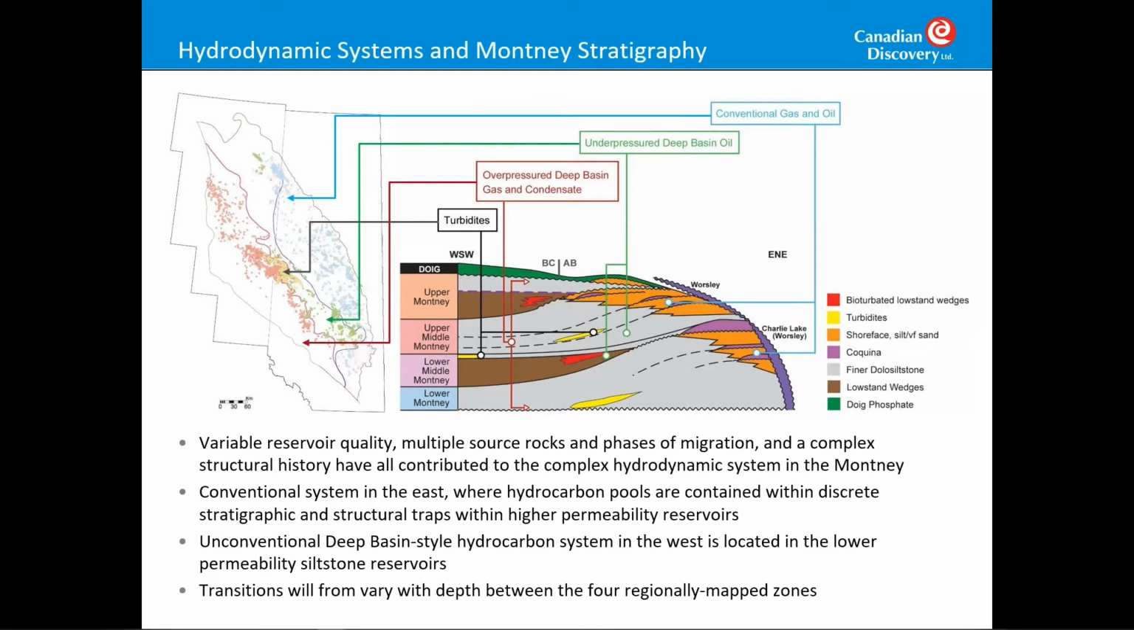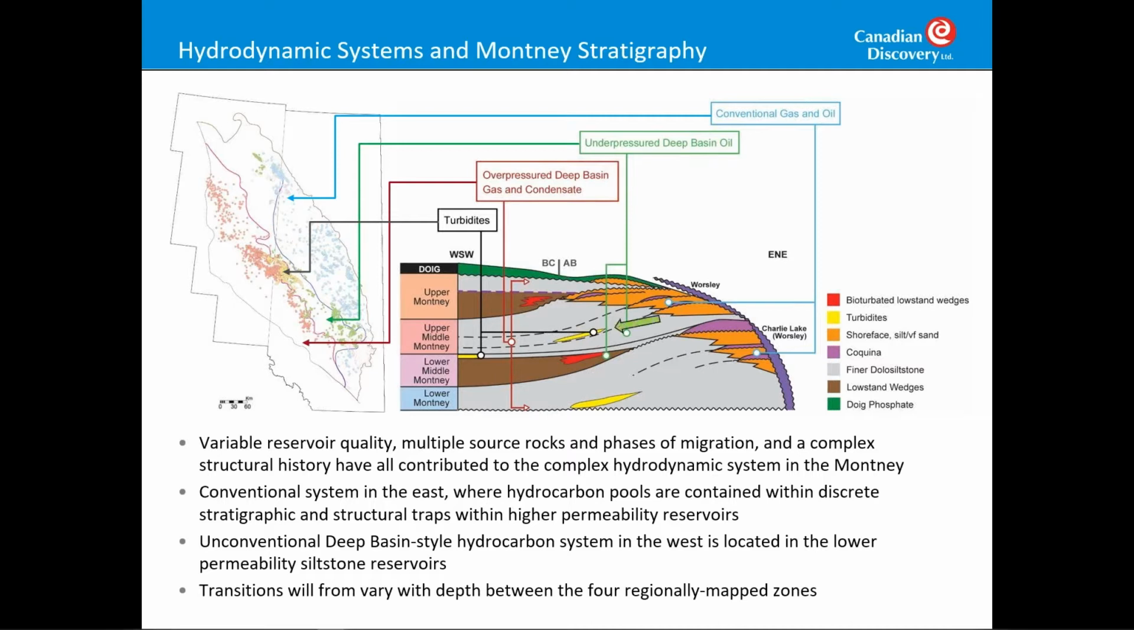Before we dive into the data itself, I just wanted to provide a bit of background on hydrodynamics within the Montney and how this dataset fits into the bigger picture. Variable reservoir quality, multiple source rocks and phases of migration, and a complex structural history have all contributed to the Montney's complex hydrodynamic system. As you can see from this diagram, a more conventional system lies in the east, where hydrocarbon pools are contained within discrete stratigraphic and structural traps within the higher permeability reservoirs. In the west lies an unconventional deep basin-style hydrocarbon system, which is located in the lower permeability siltstone reservoirs.